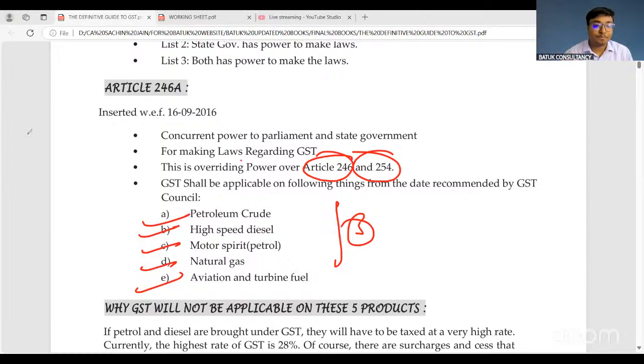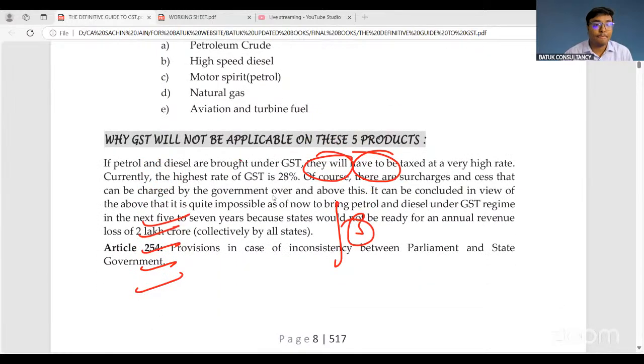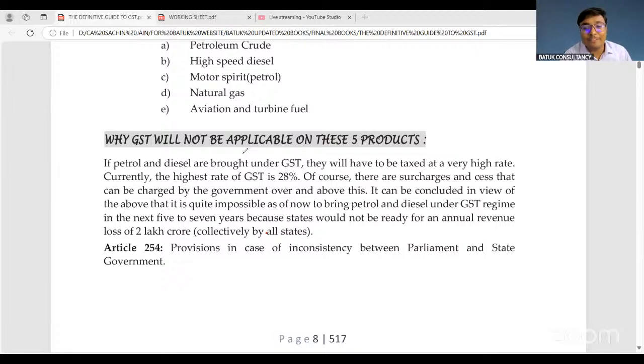Okay, now why will GST not be applicable on these 5 petroleum products? We have already covered that the government is collecting a higher rate of tax through these 5 petroleum products. Hence, they are not supposed to apply GST on these in the current scenario, because the highest rate under GST is 28%, and now they are collecting around 40% from these 5 petroleum products. Hence, they are not charging any type of GST on this.